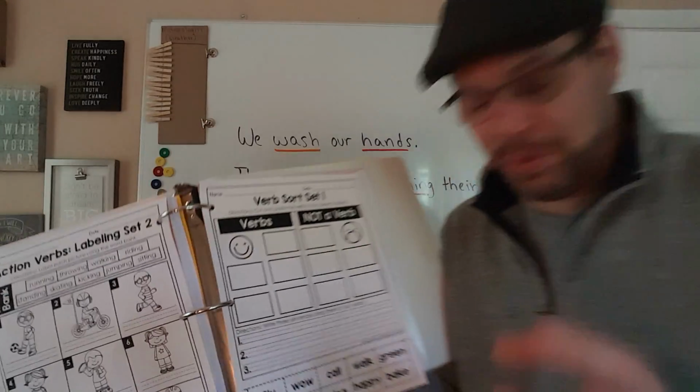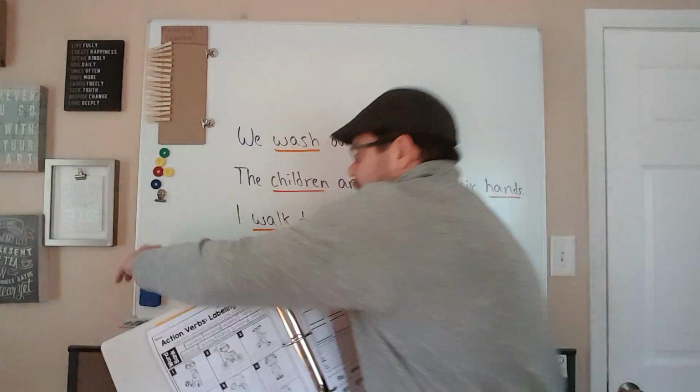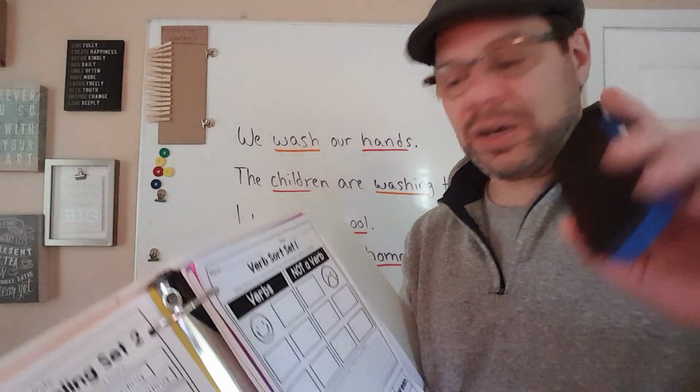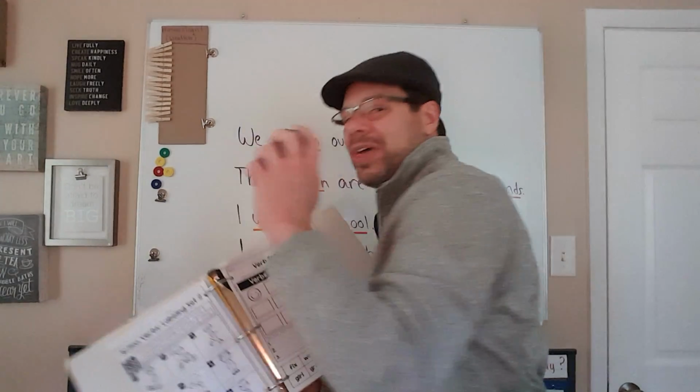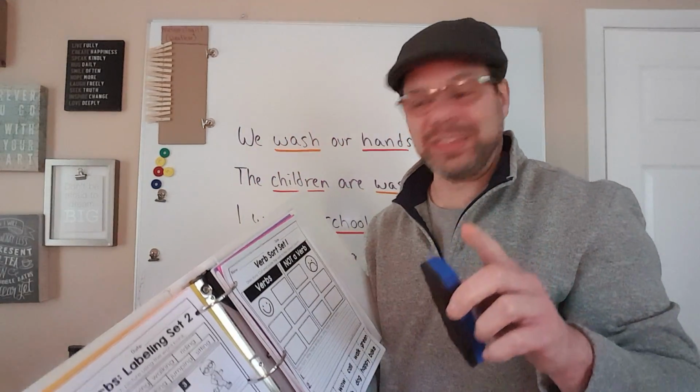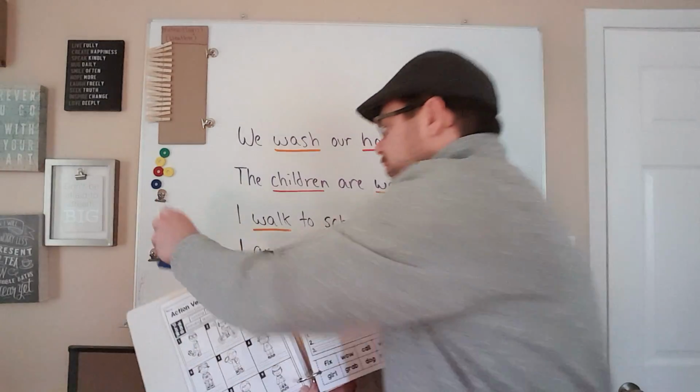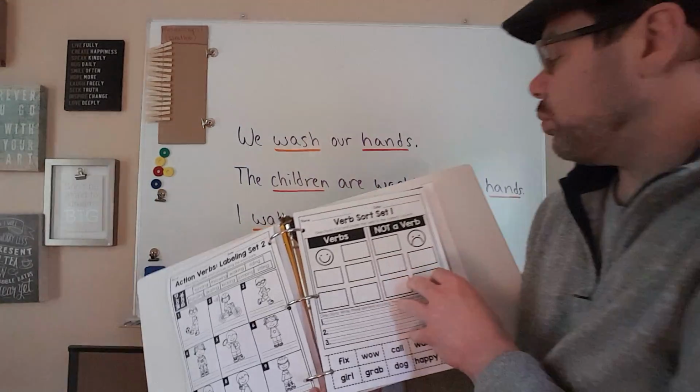Okay, grab. If I'm going to grab something, I'm going to grab this eraser and hold it in my hand. That's an action, right? I'm reaching over to grab that. Okay, that is an action. That would be a verb, and that would go under verbs. You have a couple of pages you can work on with that.